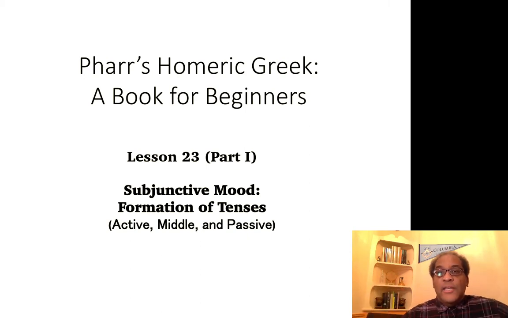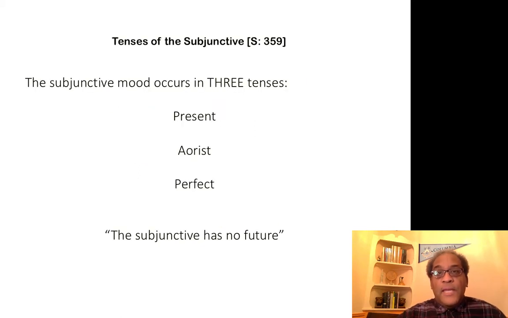Good morning, scholars. Today we're going to continue our way through Pharr's Homeric Greek, a book for beginners, looking at how the subjunctive mood gets formed across the tenses. To begin, the subjunctive mood only occurs in three tenses: the present tense, the aorist tense, and the perfect tense.